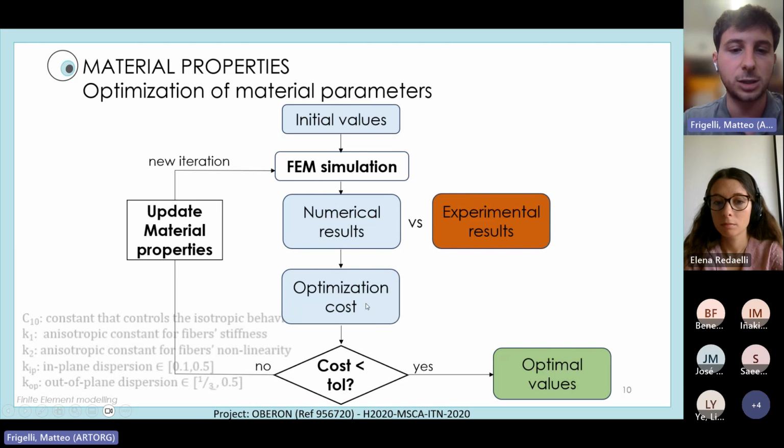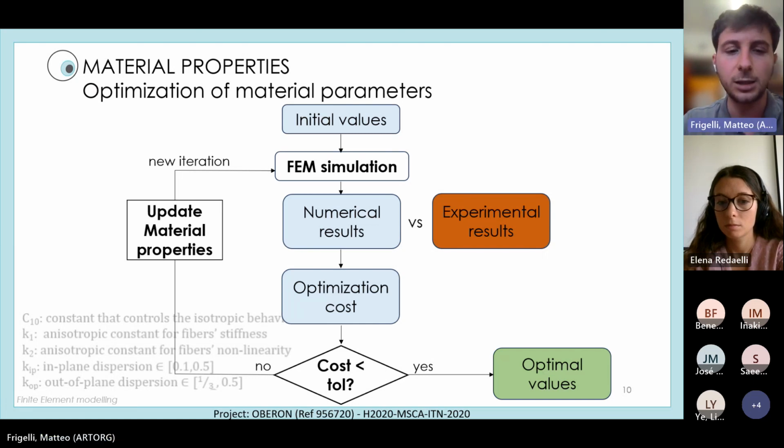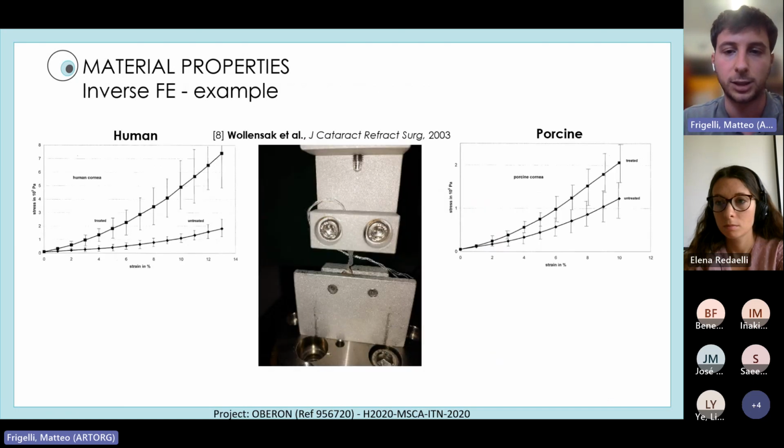So as soon as this cost is not below a certain threshold, the minimizer will change the material parameters, the input of this iterative process, and update it to have a new simulation and iterate the process until we get below our threshold. So we will get the optimal values that actually fit the experimental results we're looking for. And this means we can find through FE the experimental values that define a complex tissue, like, for example, the cornea. This is the last example I'm going to show you.